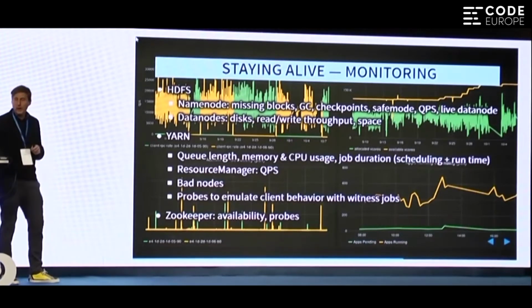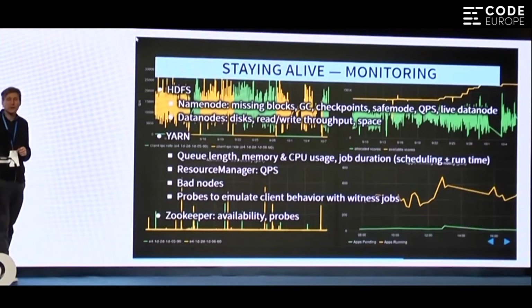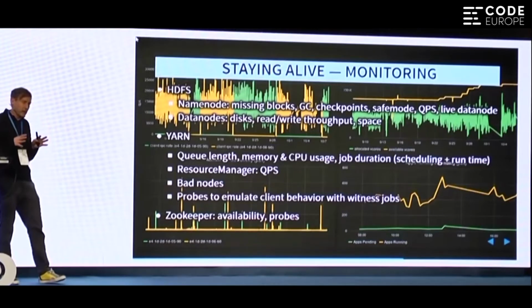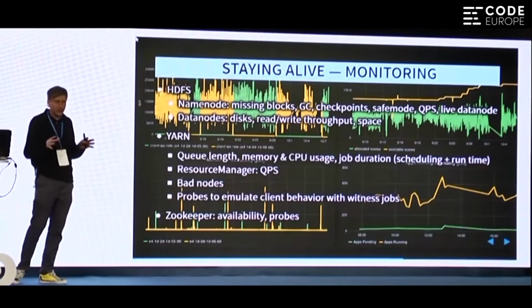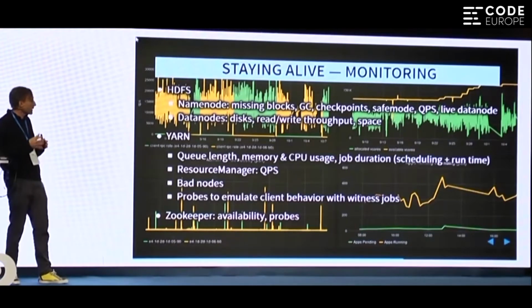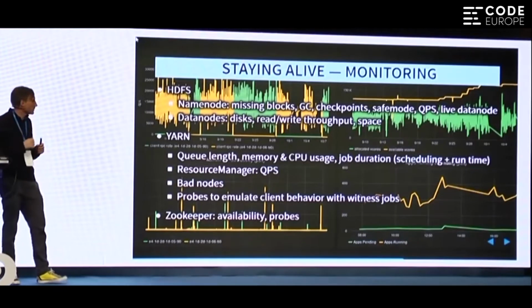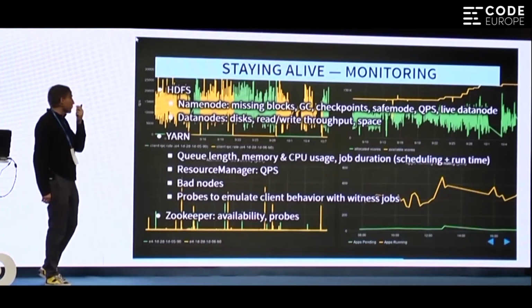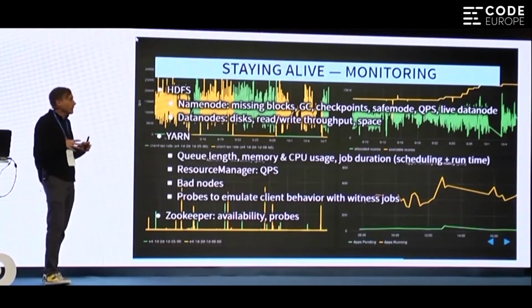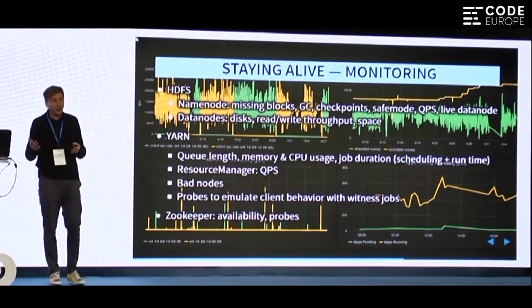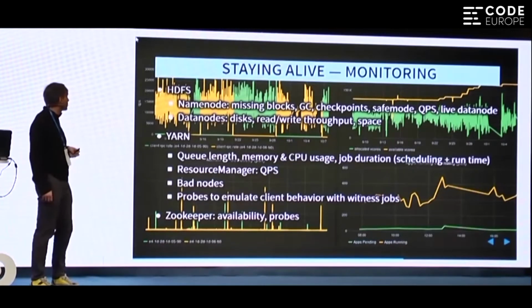We need to keep an eye on how long the garbage collection takes. Name nodes do something called checkpointing, where they dump an image of their database of the mapping between file names and blocks to disk. We need to make sure that happens, because if it doesn't and your name node crashes, it's very hard to start it again. We need to check the number of operations per second is reasonable. If any of these graphs move out of the nominal range, it means we need to be woken up in the middle of the night to work out what's going on.